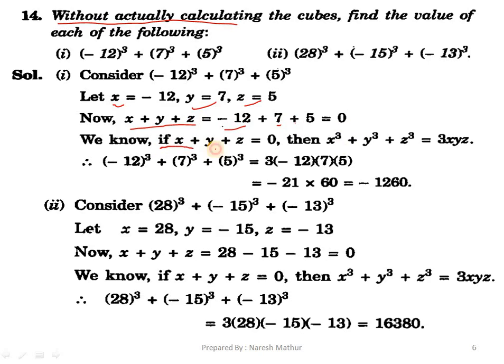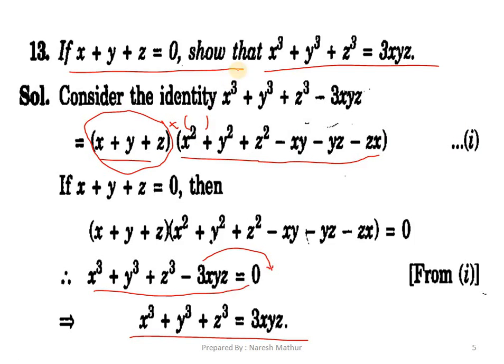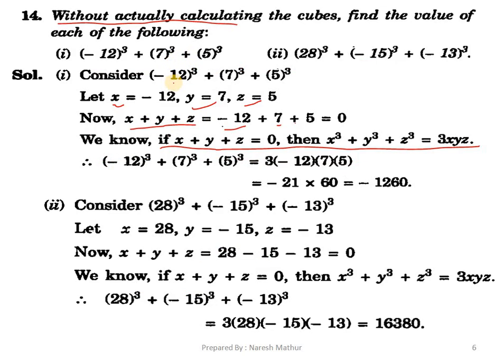Now if x plus y plus z equals 0, then x cube plus y cube plus z cube equals 3xyz. This was the previous question. Alright, we have proved it in the previous question. Now just apply this identity directly, so we can write x cube plus y cube plus z cube equals 3xyz. In the place of x, we will put minus 12, y equals 7, z equals 5. Just find the product of these numbers and get the answer.